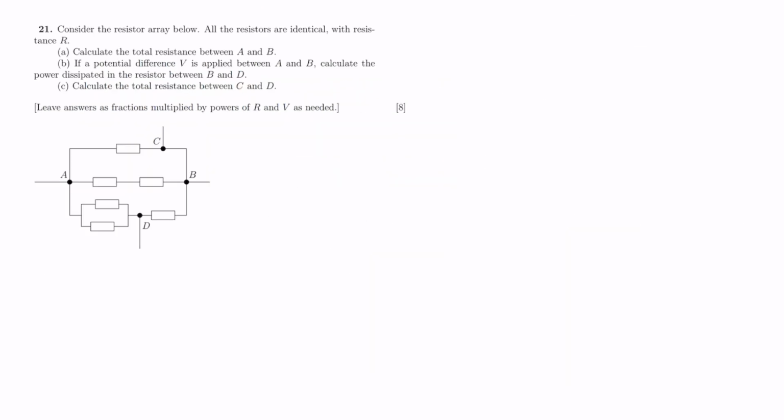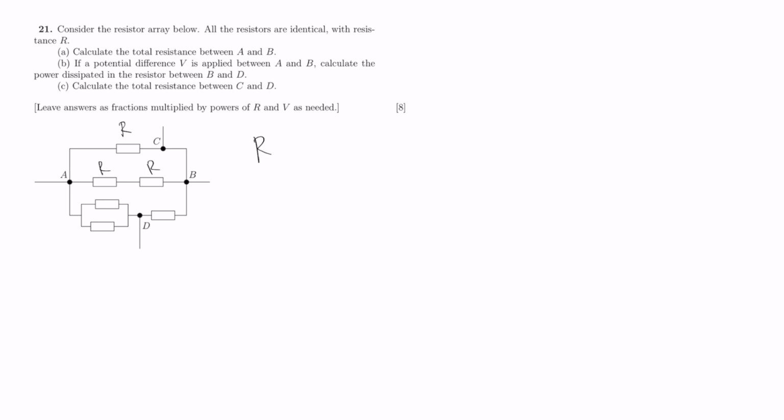Here's a tricky question about resistors. So consider the resistors array below. All resistors are identical. Calculate the total resistance between A and B. Okay, well, let's say that they're all given by the resistance of R. So this one here is going to be R. We have R and R here, so that's going to give me 2R. That together they're in parallel.